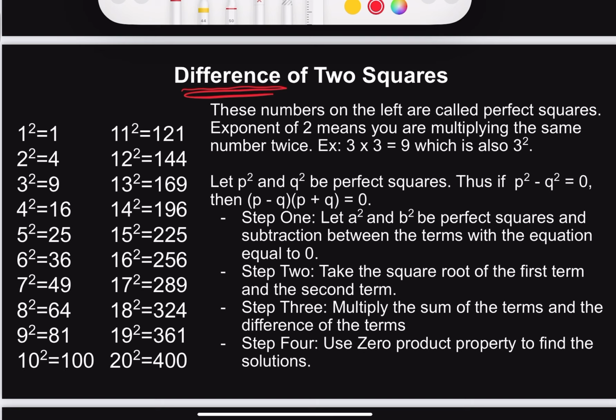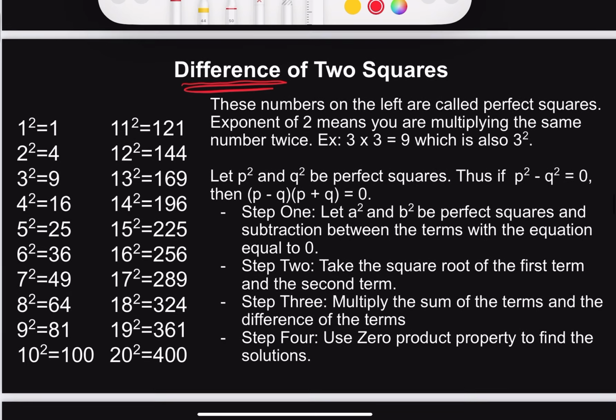These numbers that you see on the left are called perfect squares. The exponent of 2 means you're multiplying the same number twice. For example, 3 times 3 is 9. We're multiplying 3 by itself 2 times. We can redefine that as 3 squared. Exponents are a shortcut to multiplying the same number over and over again.